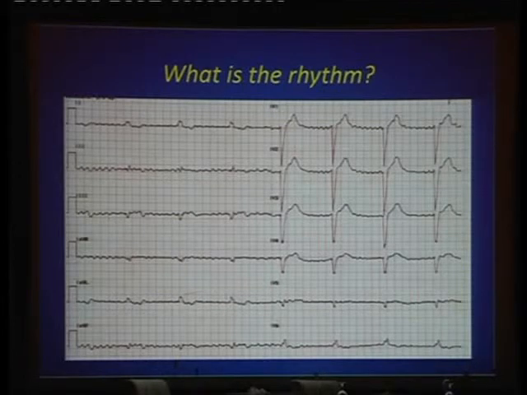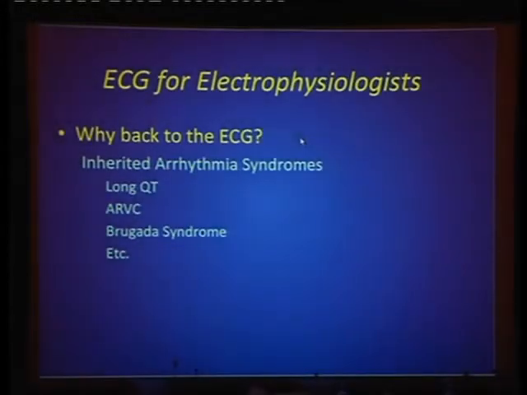Atrial fibrillation with complete heart block. If you don't study the ECG, the nice regular rhythm isn't necessarily what it seems, and this patient actually was a 91-year-old man with syncope. Why go back to the ECG? Inherited arrhythmia syndromes.